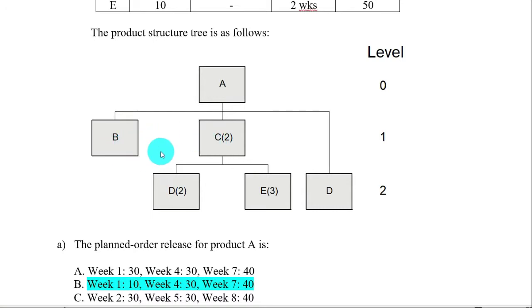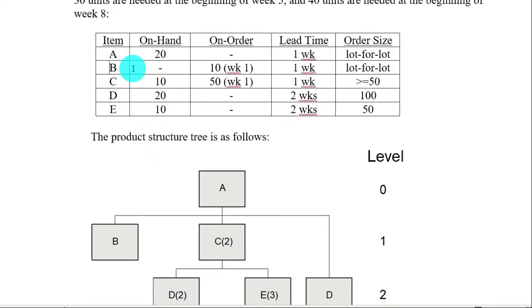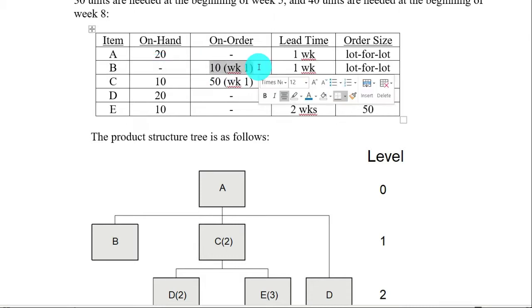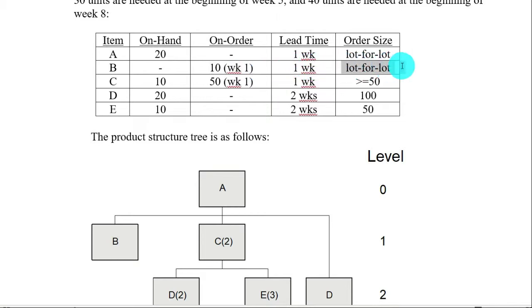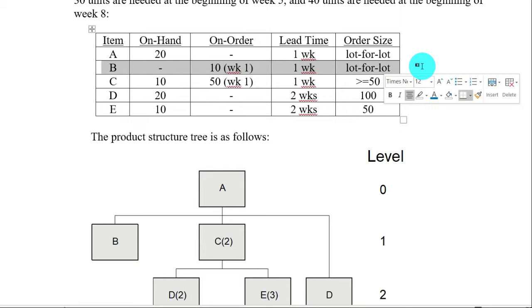And for item B, there's no on hand, but there's 10 on order, which will arrive in week 1 of the planning period. Lead time is 1 week and order size is lot for lot. Okay, so let's use this information and fill out the MRP form for item B.